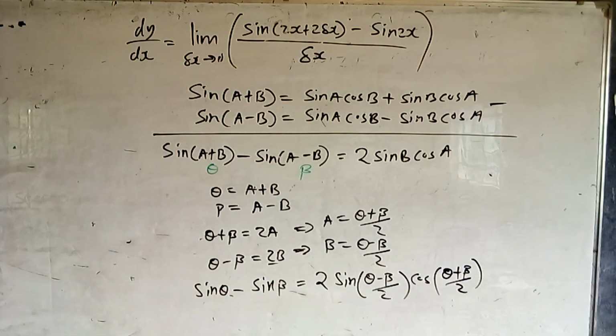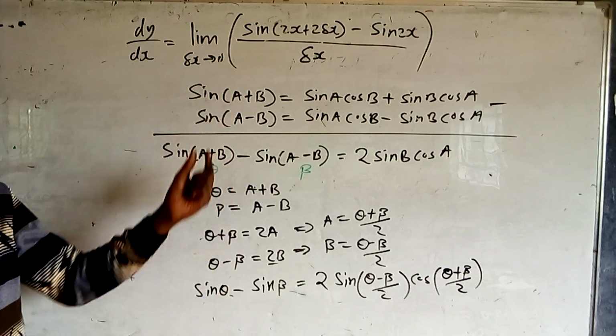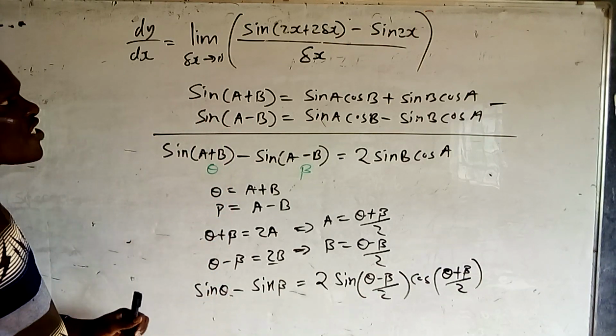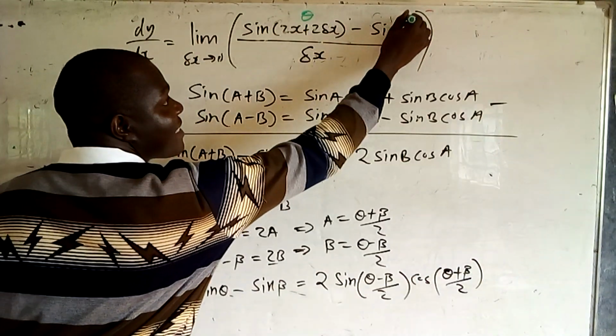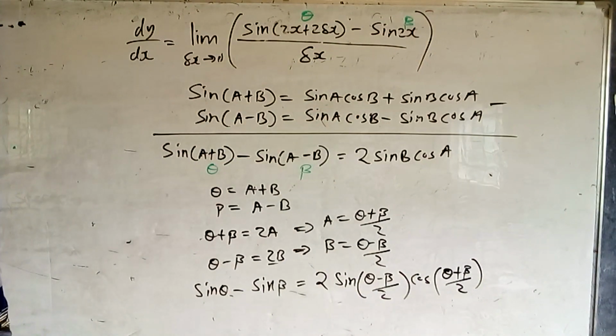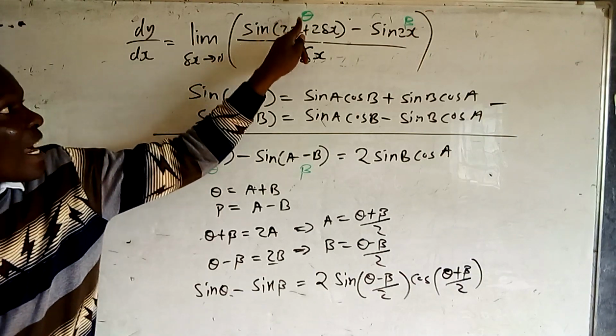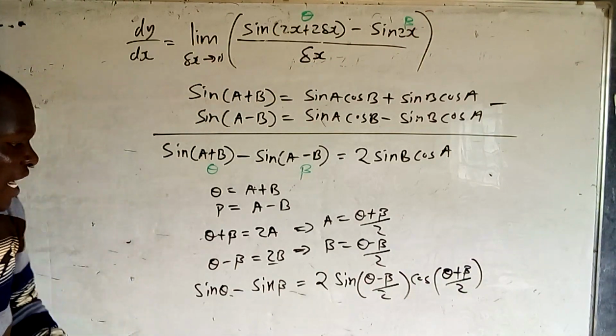So if you look at that, you now go back and say, what is your theta? You have sine theta. Meaning, what is your theta? This is sine theta minus sine beta, isn't it? Are you seeing that? This is sine theta minus sine beta. So what is theta?